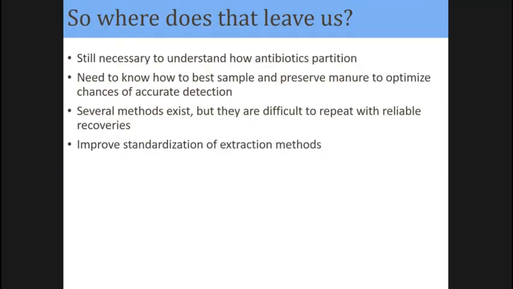And we did a lot more, but basically where that leaves us is it's still necessary to understand how antibiotics partition between the solid and liquid phase, because as we do processing with the manure, we find that the liquid content goes up, the solids go down. So that's the next step once we actually figure out these extraction methods. We need to know how best to sample and preserve the manure to optimize the chances of accurate detection. And several methods exist to extract antibiotics from manure, but they're difficult to repeat with reliable recoveries. And so that's something that I think some focus needs to be emphasized and improve the standardization of the extraction methods.